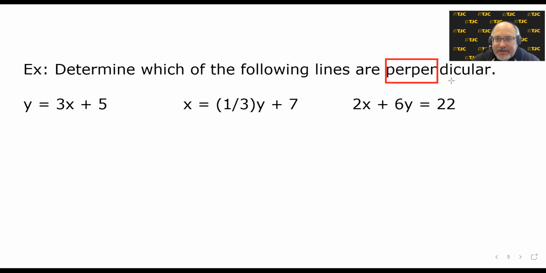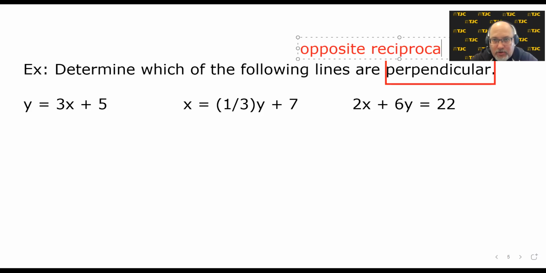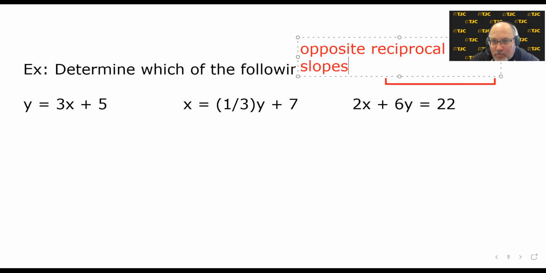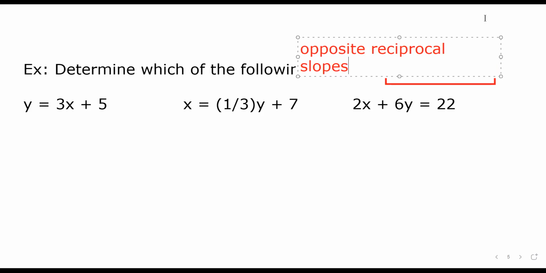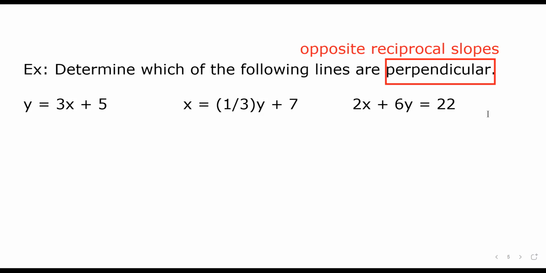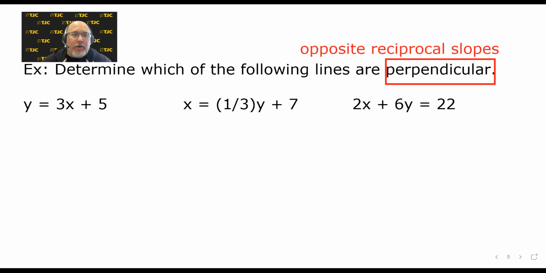Again, if you see the word perpendicular, you should immediately think opposite reciprocal slopes, meaning that they're reciprocals, one turns upside down to get the other, and one is positive, one is negative. So since we're going to be comparing slopes, we should probably find slopes. And if we're trying to find the slope from an equation, then we probably want to put the equation in slope-intercept form.